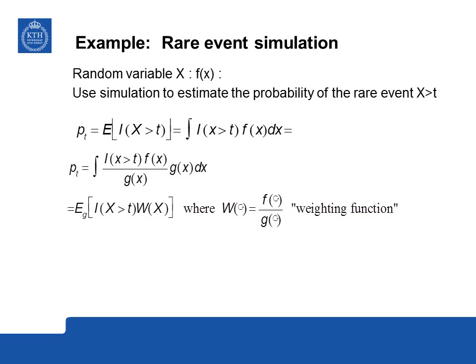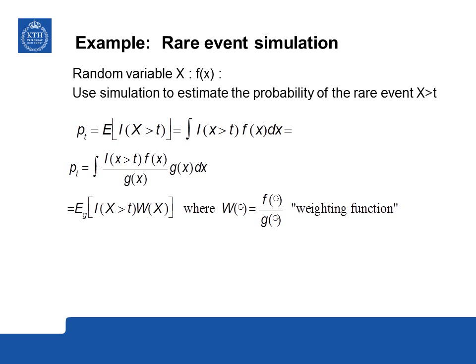Instead of generating x according to f(x), we generate x according to the biasing density g(x). So what we do here is multiply and divide by g(x). And we can interpret the integral as the expectation of the indicator function times this function w, which is the ratio of f and g, which we call the weighting function.